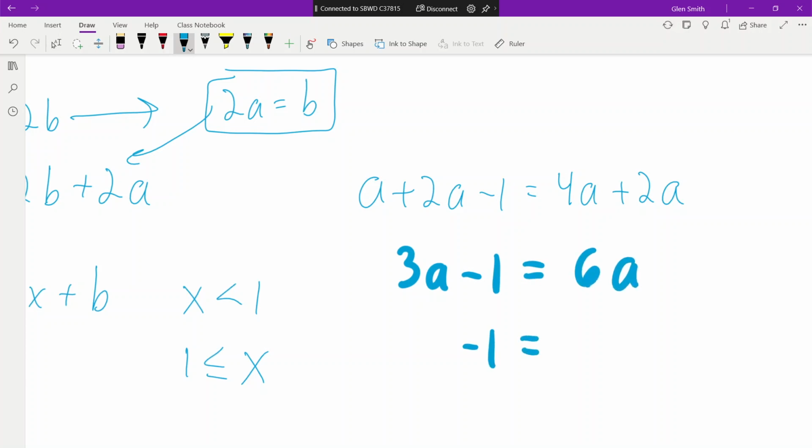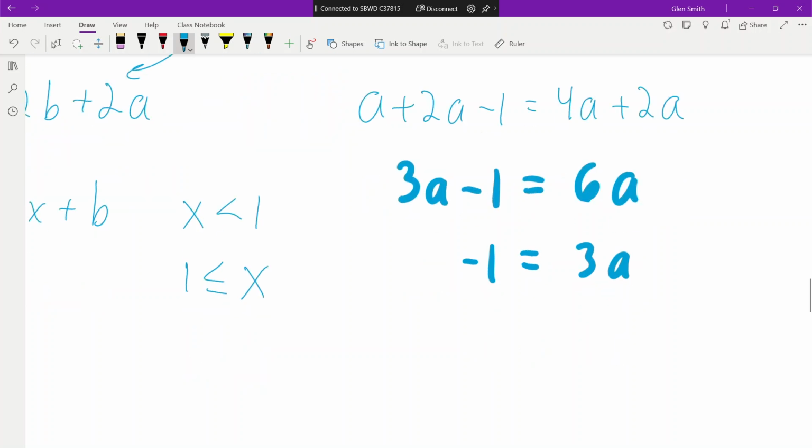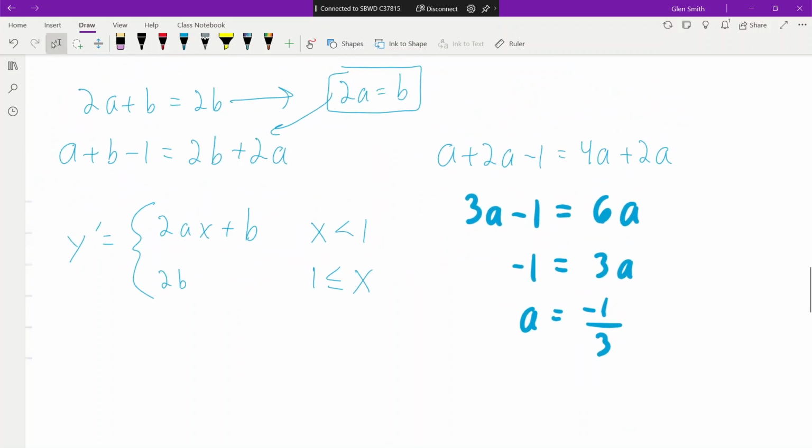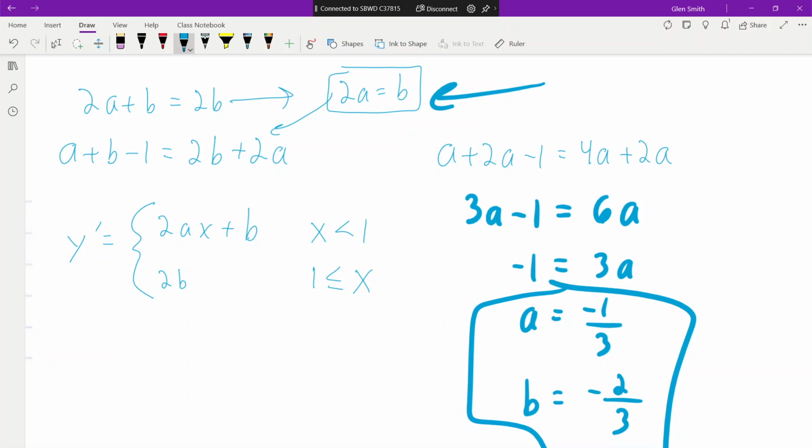Which means -1 is 3a, which means a would have to be -1/3. And because b is just 2 times a, b would be -2/3. Does that make sense? Fairly easy. So let me show you this in Desmos.